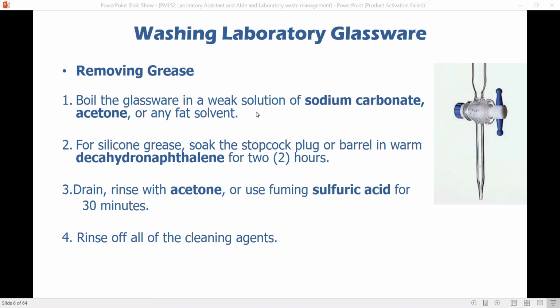The problem with silicone grease is with something like this. We call this the stopcock plug or barrel. The grease gets into the crevices. How are you going to wash this? How do you remove the grease here? You soak it in warm decahydronaphthalene for 2 hours to remove the grease. Then you drain the decahydronaphthalene and rinse with acetone. Or sulfuric acid can be used, but commonly used is the acetone.